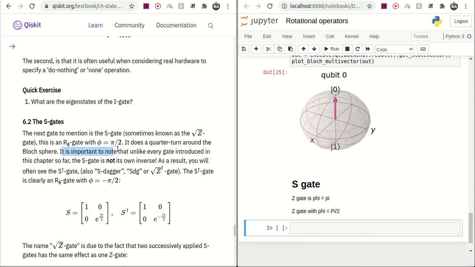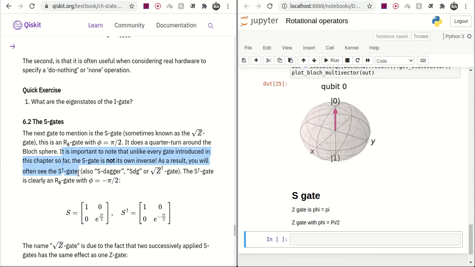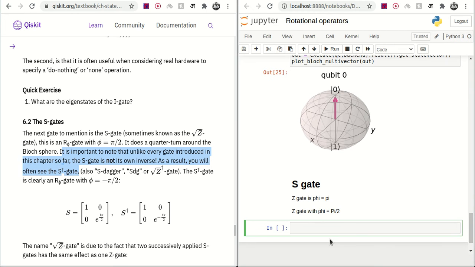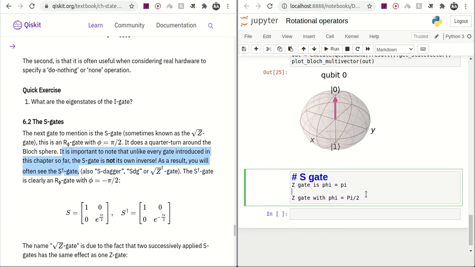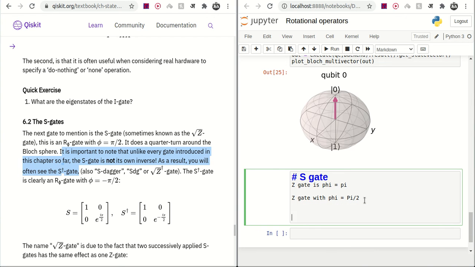It is important to know that, unlike every gate introduced so far, the S gate is not its own inverse. As a result, we often use the S dagger gate. So it's not Hermitian. A Hermitian matrix is one that equals its own complex conjugate transpose. The S gate is not Hermitian, so it is not its own inverse.